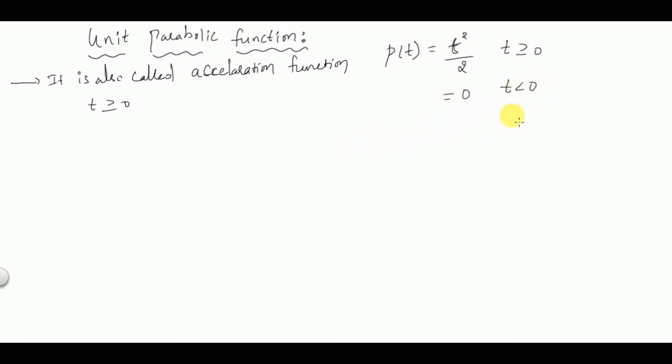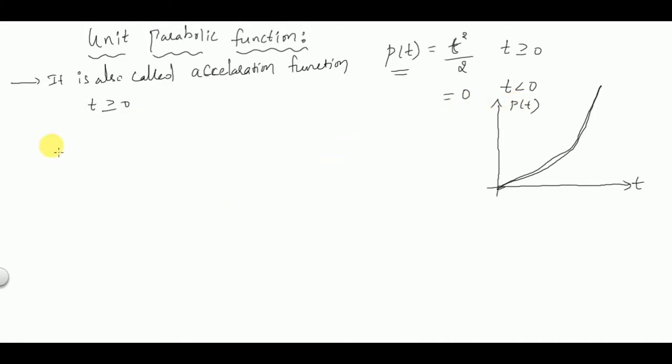Okay, so if you draw this pictorially with t on x-axis and p of t on y-axis, you will get the shape of parabola. It is not increasing linearly, it is increasing non-linearly. So that is why p of t is a non-linear function. So p of t is equal to t square by 2, is equal to 0 for t less than 0.